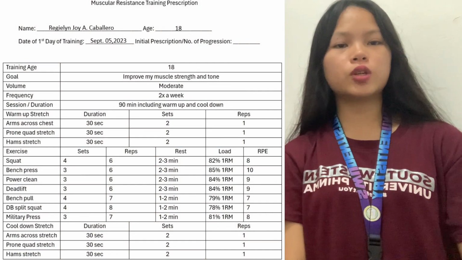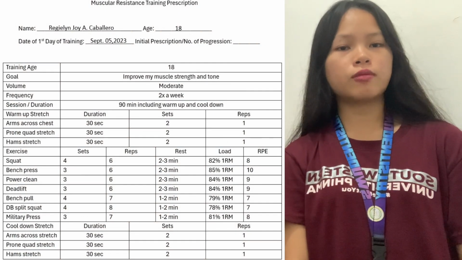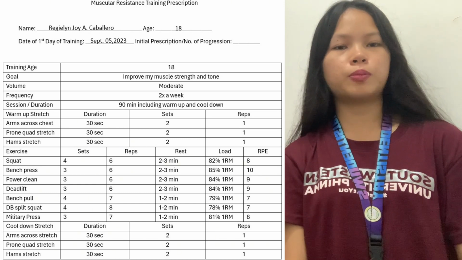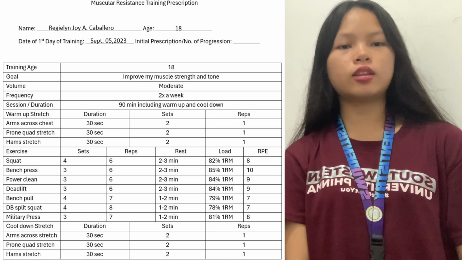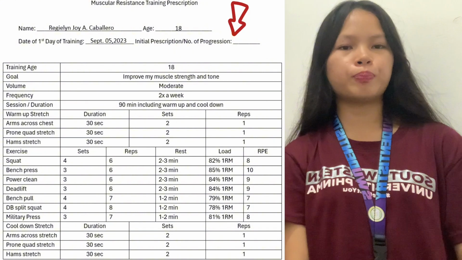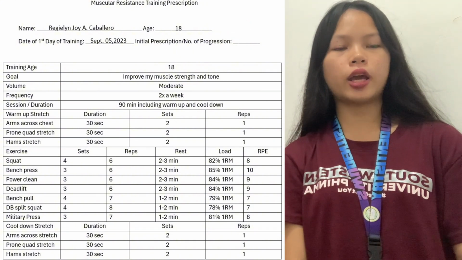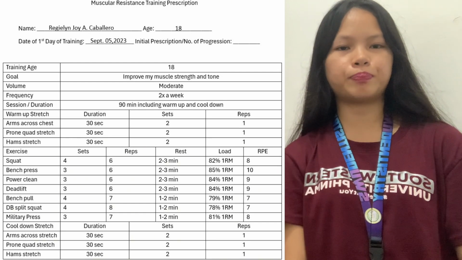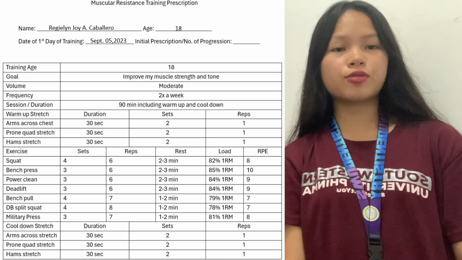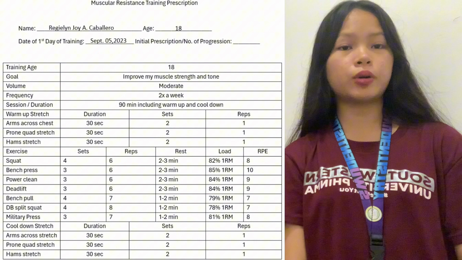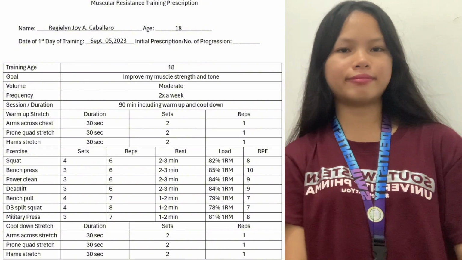So let's proceed to the next form, which is for the muscular resistance training prescription. Of course, you put your name, your age, the date of first day of training, and this one, just leave it blank. So here, you have training age, and for the goal, it's up to you. What is your goal for this muscular resistance training? Next, for volume, it is the same as intensity. So we have light, moderate, and vigorous intensity.